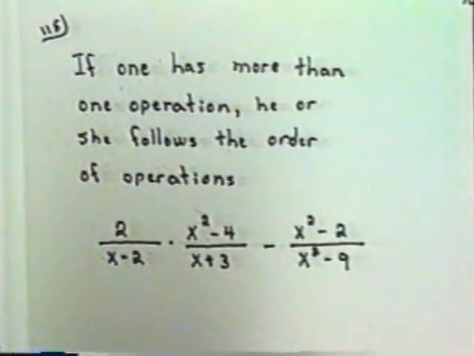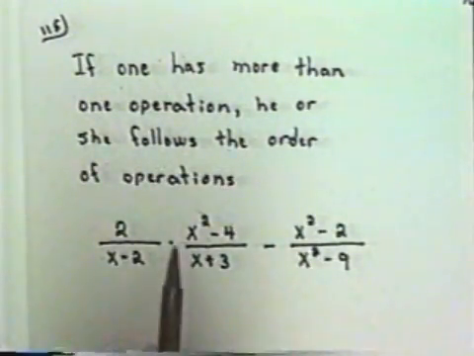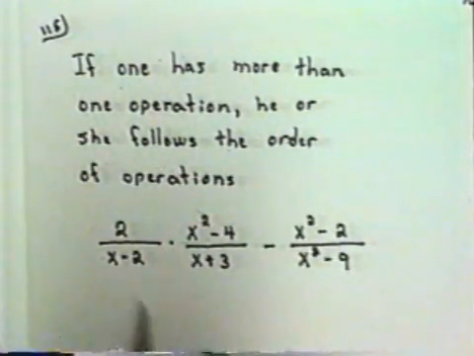Now, the order of operations is that you work inside symbols of inclusion first, then you do exponents and roots, then you do multiplication and division in order from left to right, and finally you add and subtract in order from left to right. Well, notice in this problem we have two operations.